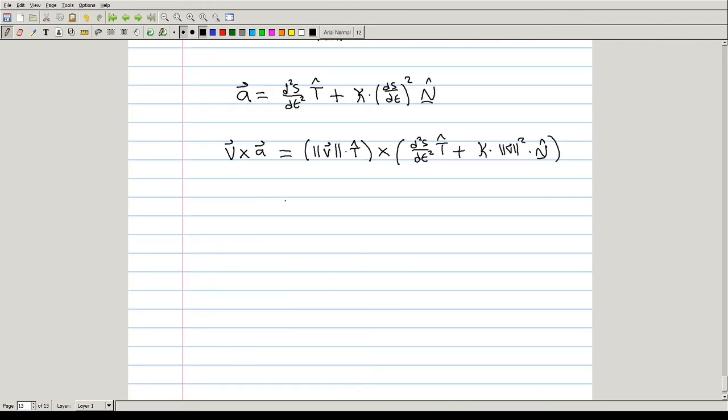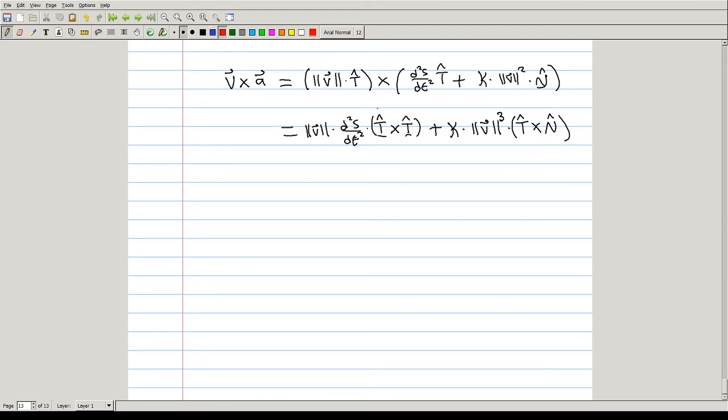You get that this is equal to the magnitude of v times the second derivative of arc length times the cross product of t hat with t hat, plus kappa times magnitude of v cubed times the cross product of t hat with n hat. And the cross product of any vector with itself is 0, so this is 0.